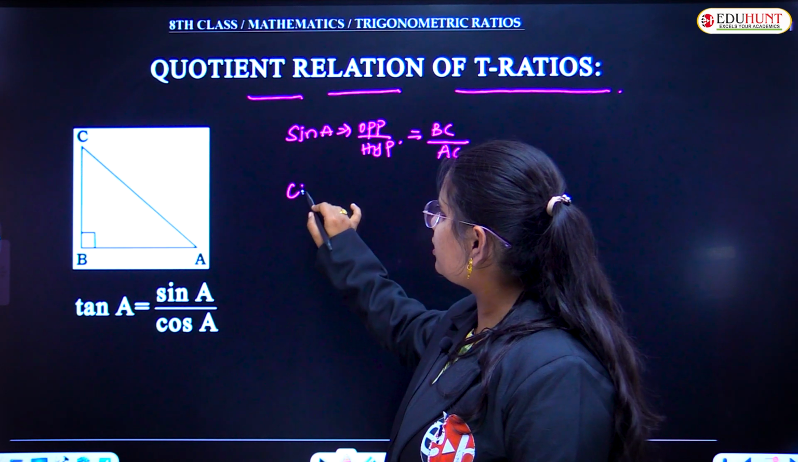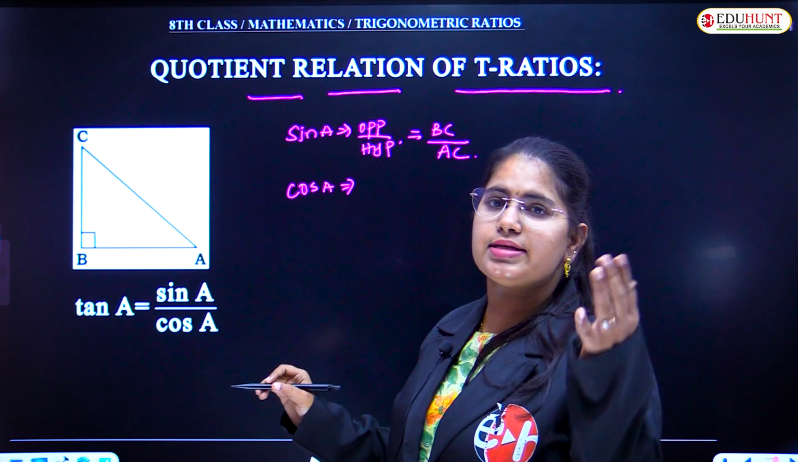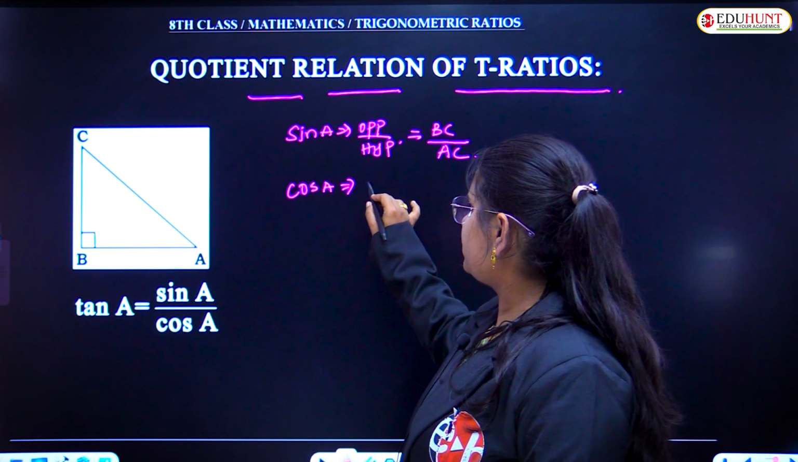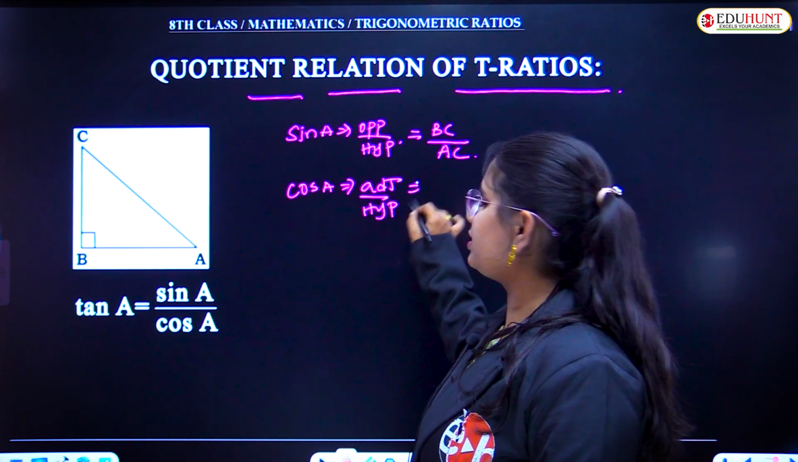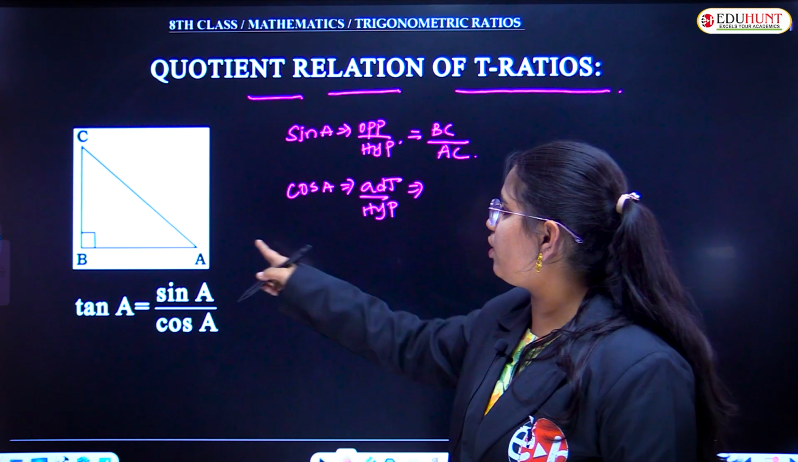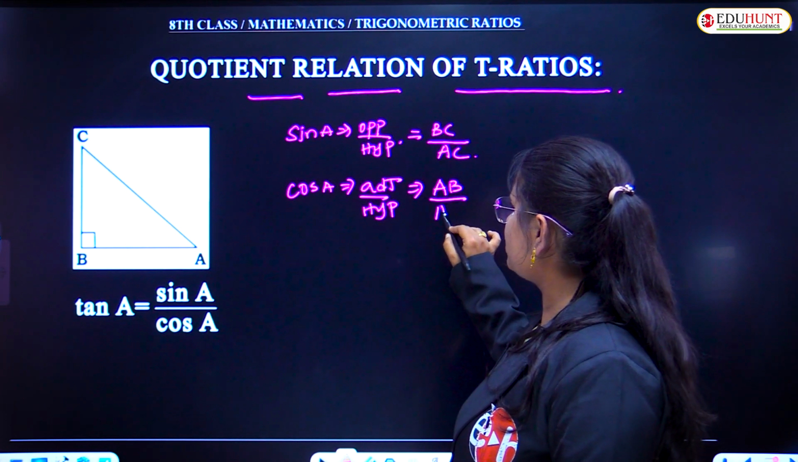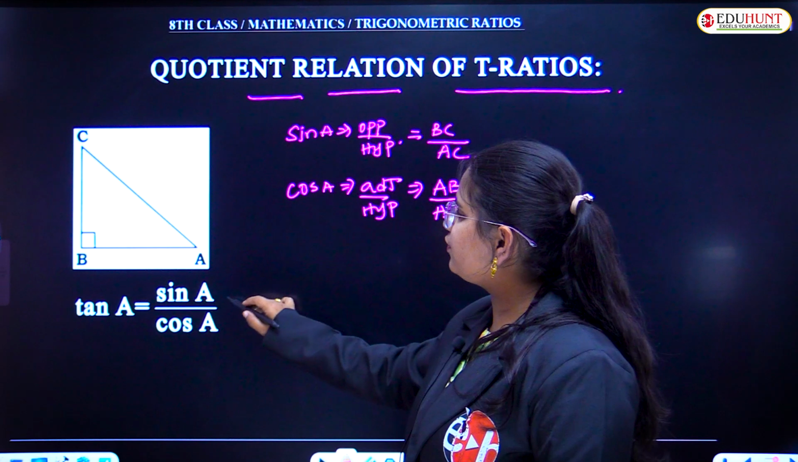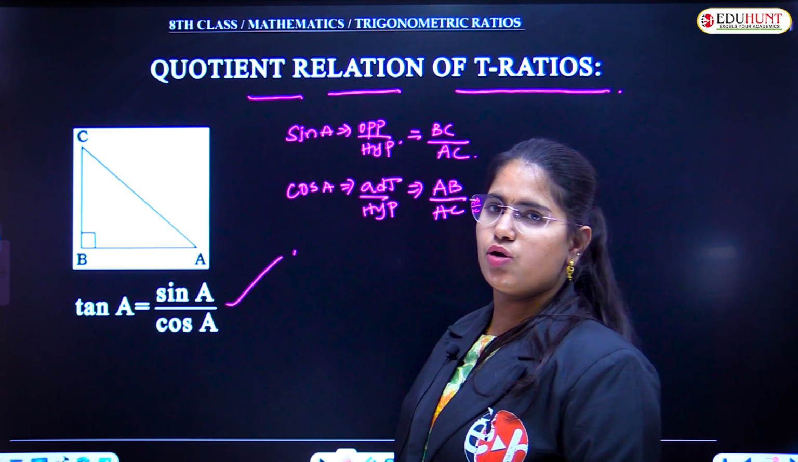Now, tell me the definition of cos A. Cos A is defined as what? Adjacent upon hypotenuse. Correct? So what is adjacent? The adjacent side of A is obviously AB. AB upon, as usual, the longest side is AC. Correct? So now they are telling you that tan A will be equal to sin A by cos A.